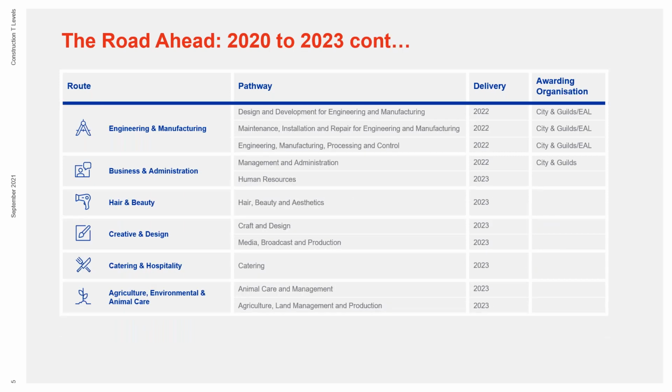As mentioned previously, through the partnership with Sitting Guilds and EAL, we've been able to secure the engineering and manufacturing T-levels in design, development, engineering, maintenance, installation, engineering, manufacturing, and process control. Those are being developed between Sitting Guilds and EAL together. And for business administration, for management and administration, Sitting Guilds were successful in securing that one as well.